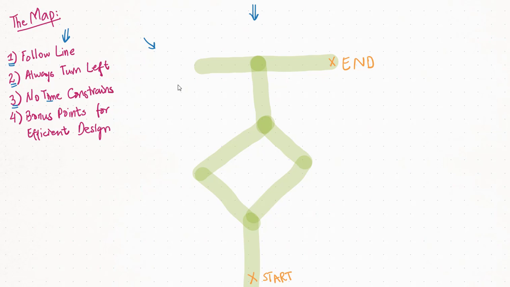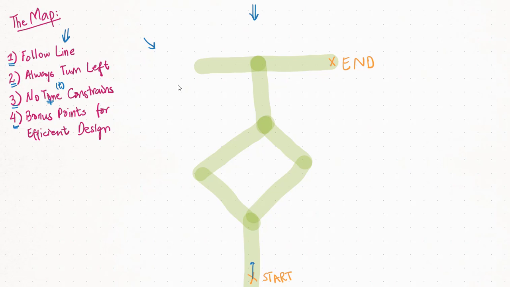In some of the competitions, there are timing constraints, and performance is a parameter of the time taken by each robot. But for this, we are not assuming any time constraint, and there are always bonus points for efficient design. Now, let us take an ideal scenario.